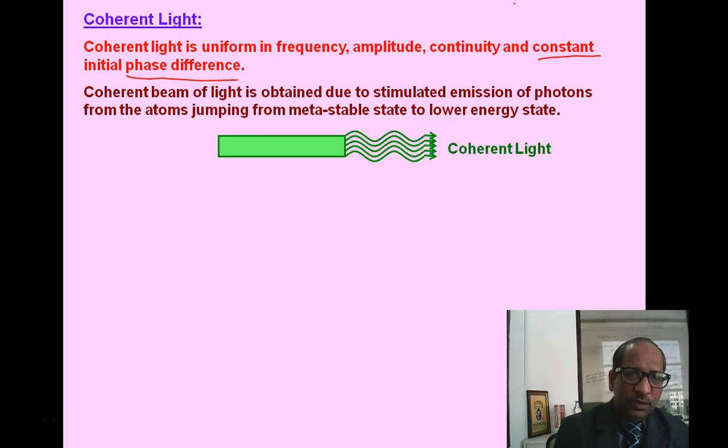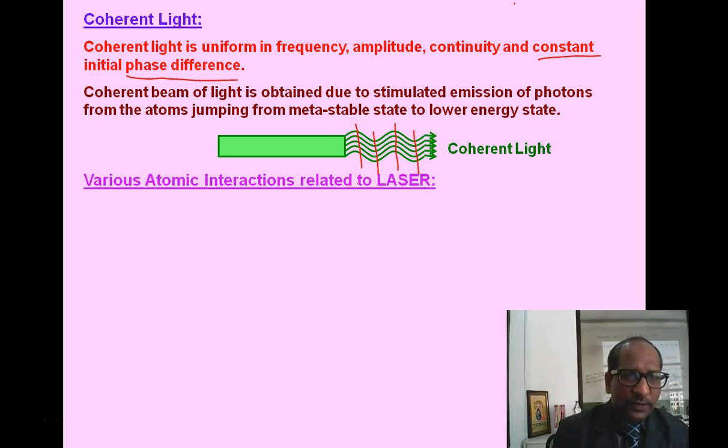So this is an example of coherent light, and here you can observe that all the waves are in the same phase, so there is no variation in the phase. Frequency is constant, right? Amplitude and everything unidirectional. So this is the property of coherent light.